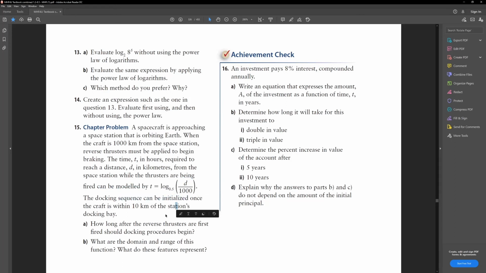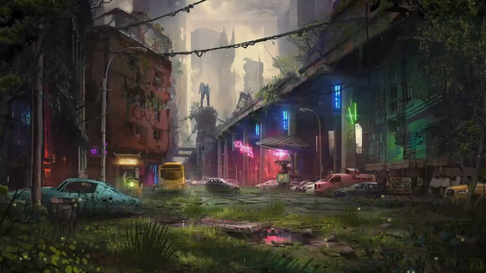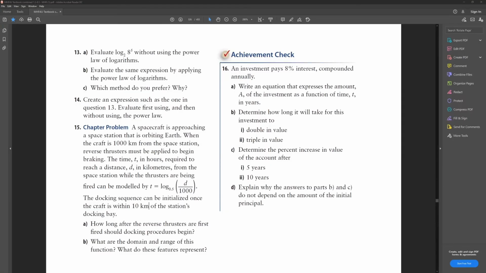The docking sequence can then be initialized once the aircraft is within 10 kilometers of the station's docking bay. How long after the reverse thrusters are fired should the docking procedure begin? Again, let's analyze what this question is asking of us. The docking sequence can only start when it is within 10 kilometers of our station. So we can just substitute 10 for our d value and evaluate for t.